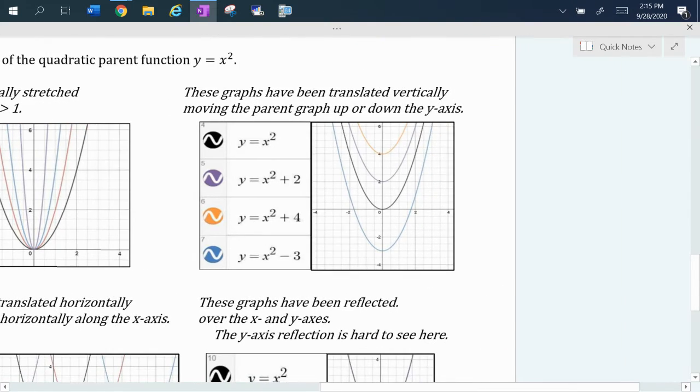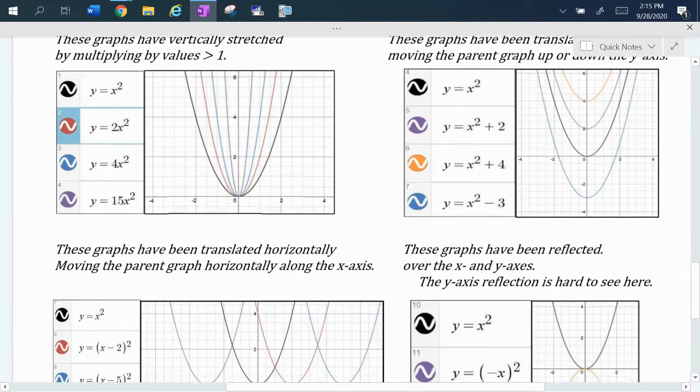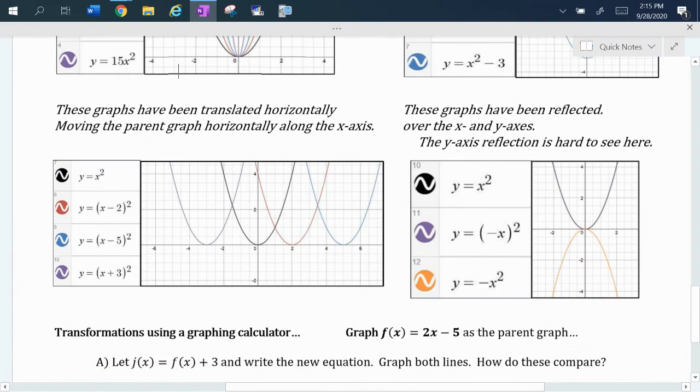Okay, we can also look at these graphs here. These graphs have been translated up or down. Notice the plus or minus is at the end of the function. You can also look at these. These are our horizontal translations. Notice the x plus or minus is with the x inside the parentheses. That tells me that there is a horizontal translation. And remember, an x minus 2 would shift our graph. This is the x minus 2 squared. And an x plus 3 would shift our graph to the left 3.